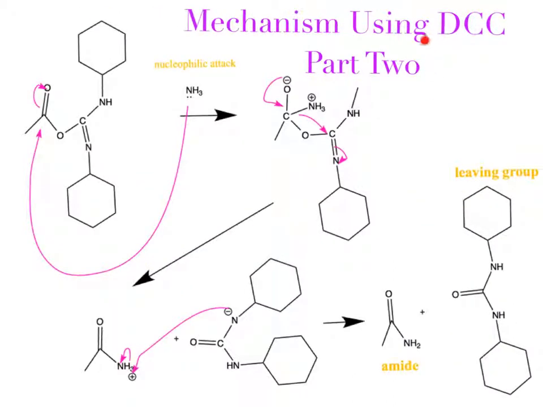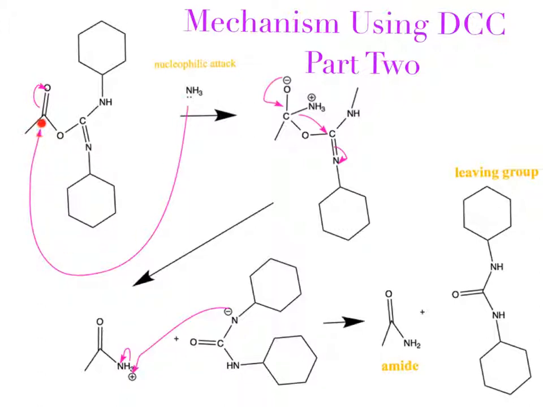Now we'll look at part two of the mechanism using DCC. This second part deals with the addition of the nucleophile and the loss of the leaving group. So now in the first step, we can finally add our amine group, the ammonia, because the DCC has activated the carboxylic acid. So now it's a basic matter of who has electrons and who wants them. Ammonia has electrons, and the carbonyl carbon on the carboxylic acid wants them.